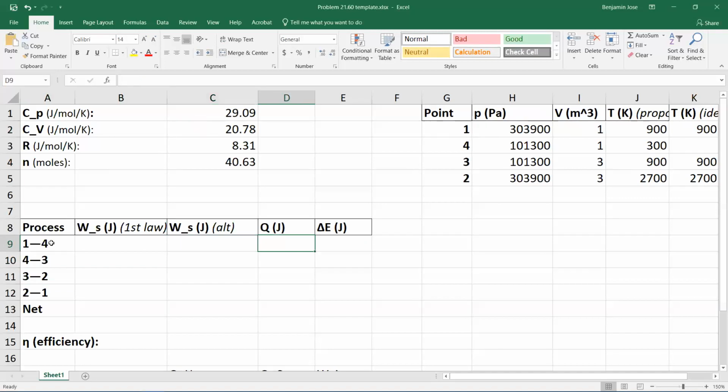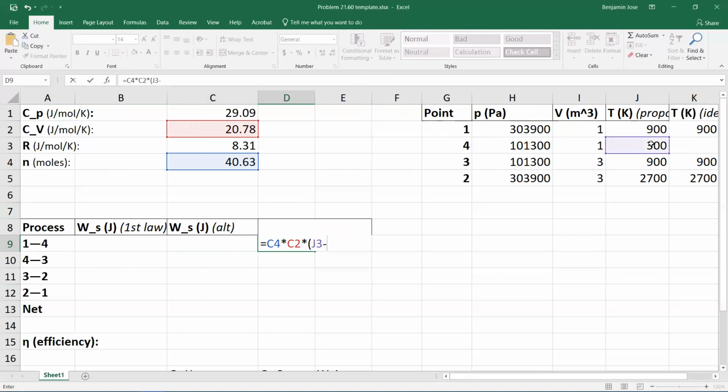Okay, process 1 to 4, that's starting in the upper left, dropping down to the bottom left. That's an isochore straight down. Isochore is constant volume. How much heat is required to change the temperature at constant volume? We have a definition for that. It would be the number of moles times the constant volume molar heat capacity times the change in temperature. Since we went from state 1 to 4, that would be temperature T4 minus temperature T1.